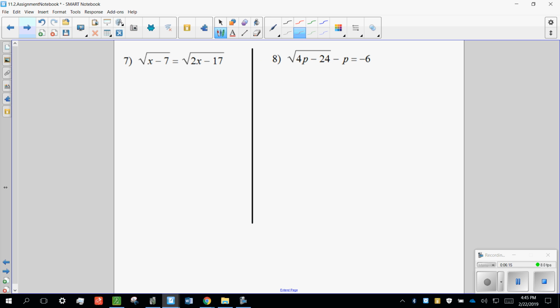Okay. Number 7, you square both sides, and the square roots are canceled out by the squares. So that one's real quick and easy. X equals 10. Number 8 is one of the first ones like this, where you have a square root, but there's also something over on that side of the equal sign with the square root. So your best course of action is to get that to the other side.